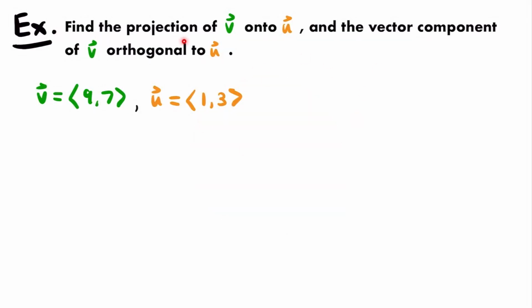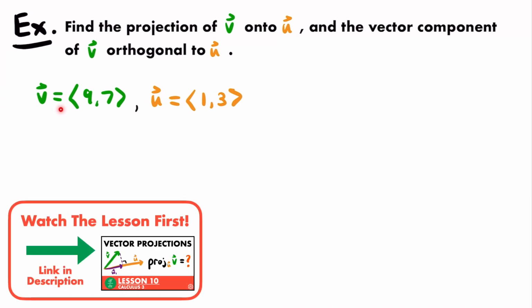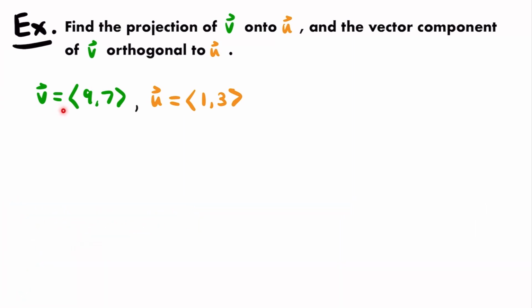We want to find the projection of vector v onto vector u and the vector component of v orthogonal to vector u. Vector v is equal to the position vector of the point (9, 7), and vector u is the position vector of the point (1, 3). Now, in order to solve this problem, it's going to be helpful for us to draw a picture.